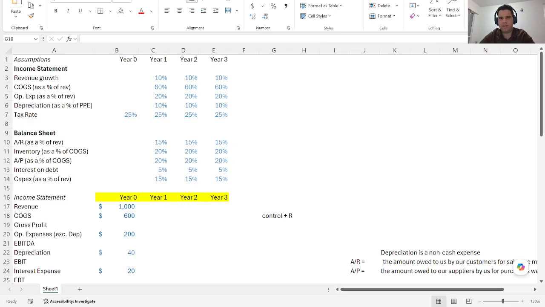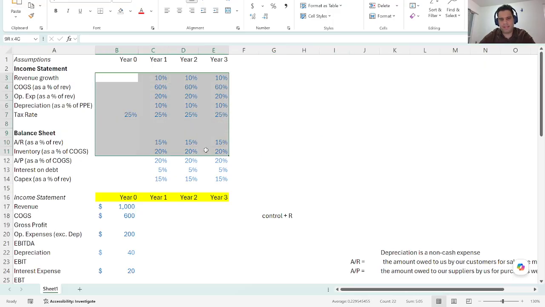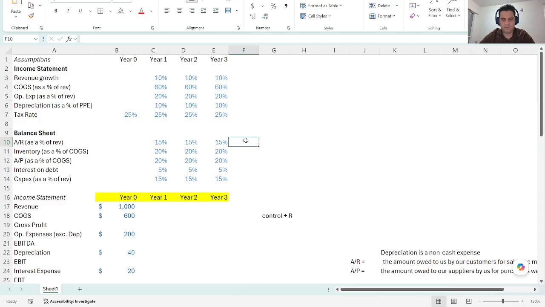Today we're going to do a financial modeling example of a fictitious company. Everything that's in blue is hard coded and we're going to use that information to do our modeling. So let's get started with our income statement first.